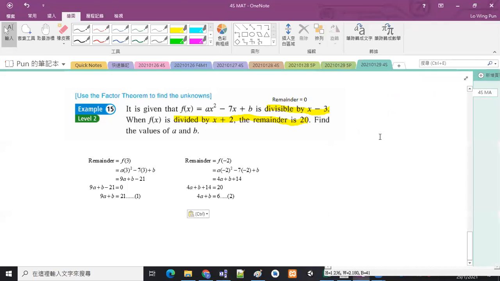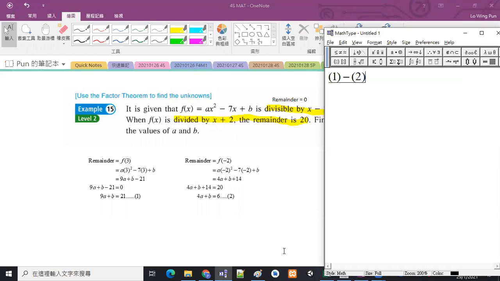Can you follow? So now I have equation 1, equation 2, and I notice that the b terms are exactly the same. So I'm going to use the subtraction. Okay, so equation 1 minus equation 2. The a terms, 9a minus 4a becomes 5a. B terms, b minus b cancelled. And right-hand side, 21 minus 6 will be 15. So a is equal to 3.